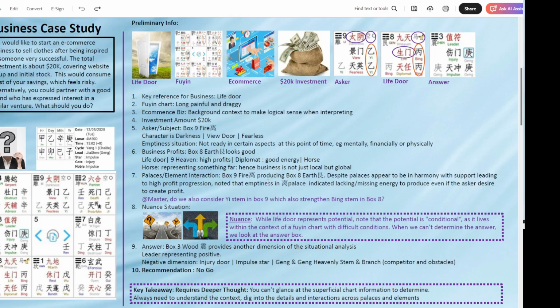When there is emptiness, it straight away means there is lacking or missing energy to produce to the business itself. So even though the asker desires to produce or create profit for the business, he may not be able to do so because his energy is low.